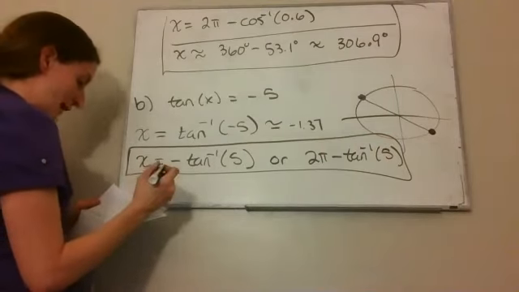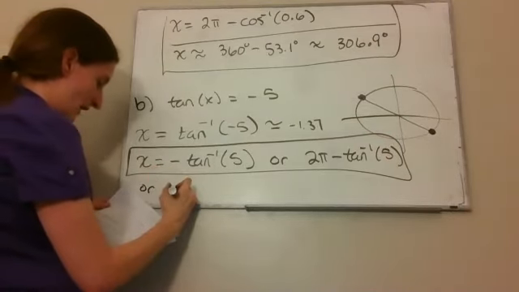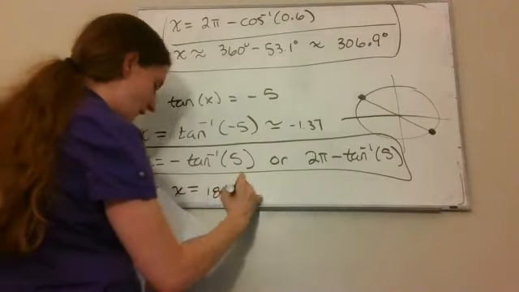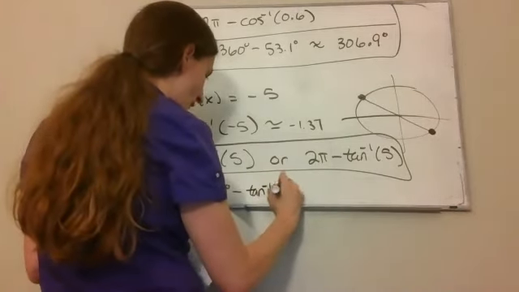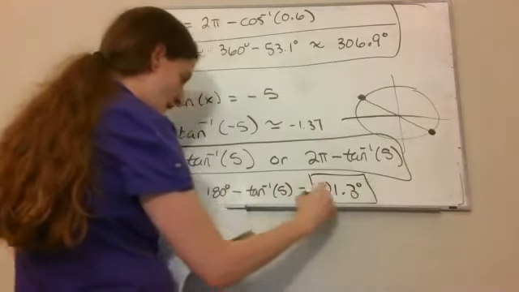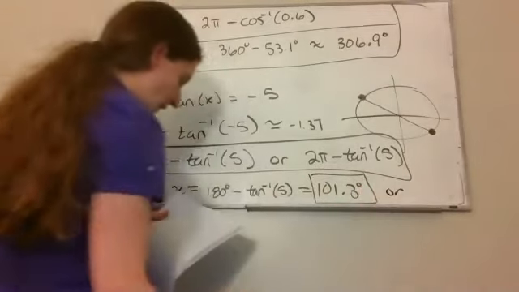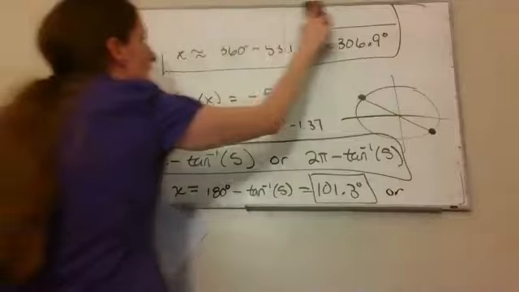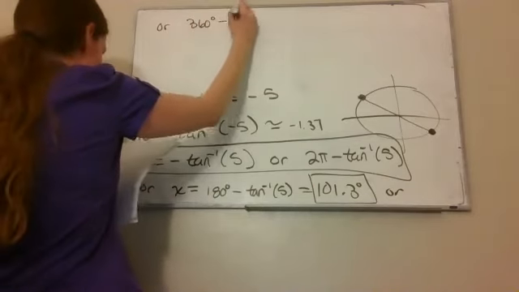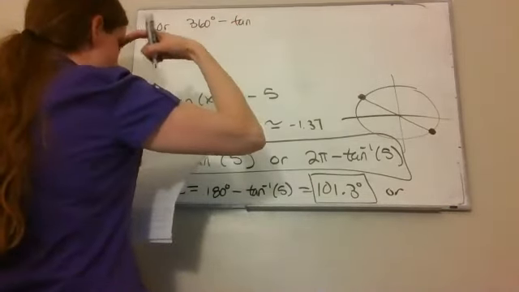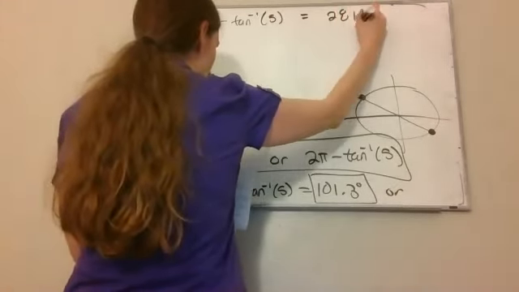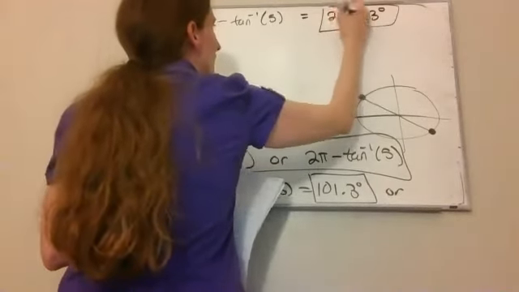Now, if I type that into my calculator for degrees, I get x is equal to 180 degrees minus tangent inverse of positive 5, which is 101.3 degrees, or 360 minus my tangent inverse 5, which is 281.3 degrees. And I just realized I made a typo here.